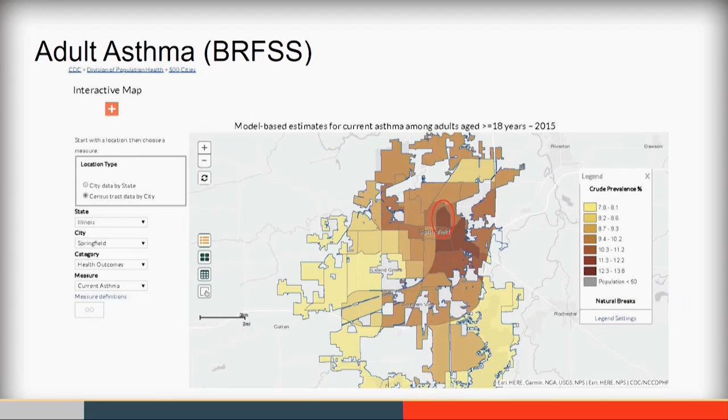So here's another one, adult asthma. And it's broken out by all the census tracts, and so you can start to see which areas of your city have better health indicators than others.